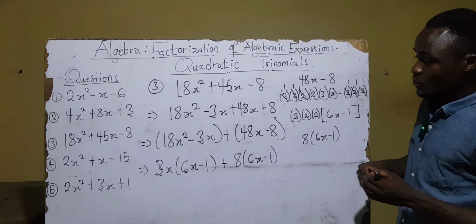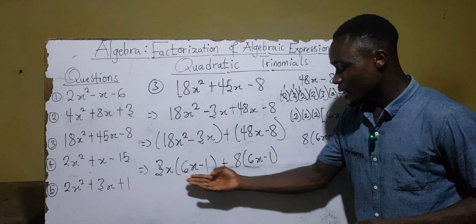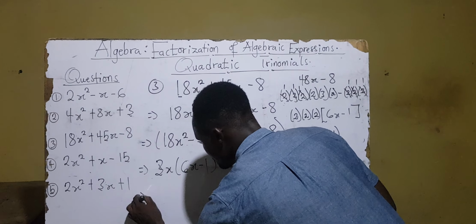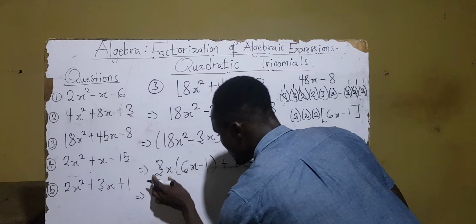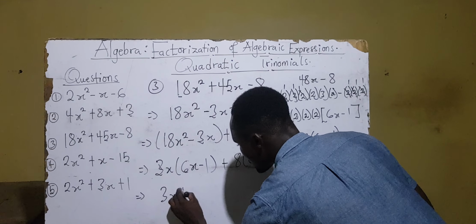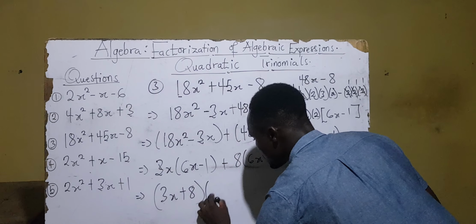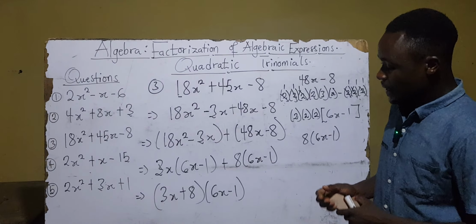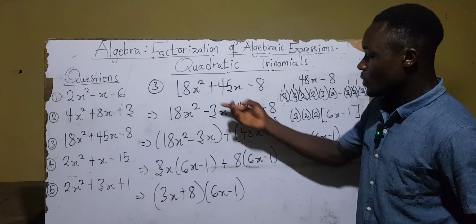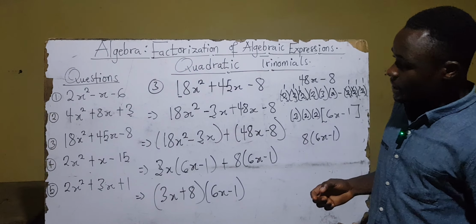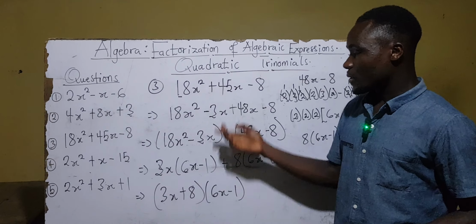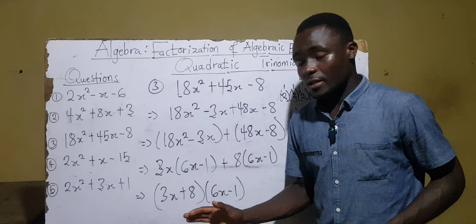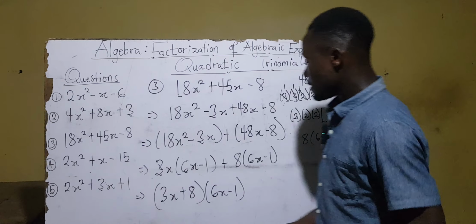I hope you get me. So we said that what we are going to get here should be the same as this. So writing down my final answer, I am getting 3x in a bracket 6x minus 1, then we come to this side, which is 8 in a bracket 6x minus 1. So that means we are getting this as our result for the expression over there. That becomes the answer. The factorized form for the quadratic trinomial we have there is this. I believe you are clear with that. So quickly we dive into question number 4.